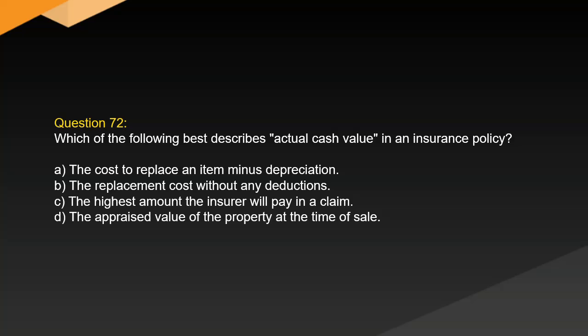Question 72. Which of the following best describes the actual cash value in an insurance policy? A. The cost to replace an item minus depreciation. B. The replacement cost without any deductions. C. The highest amount the insurer will pay in a claim. D. The appraised value of the property at the time of sale.